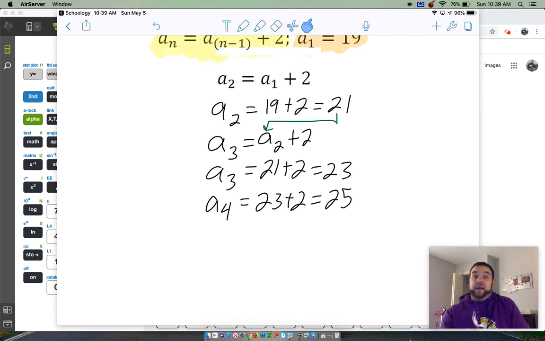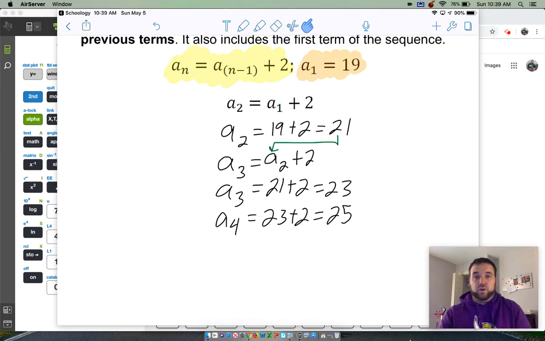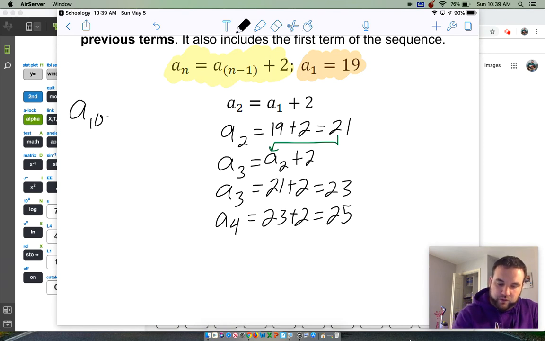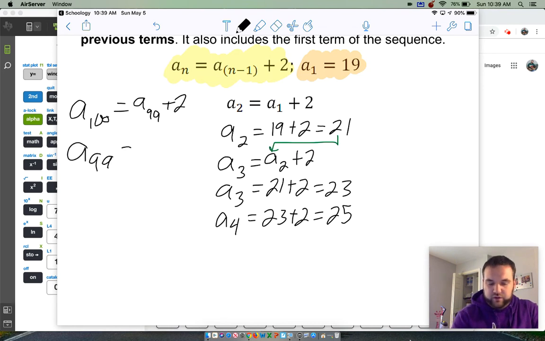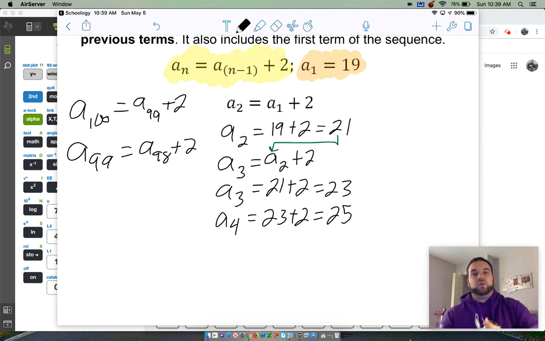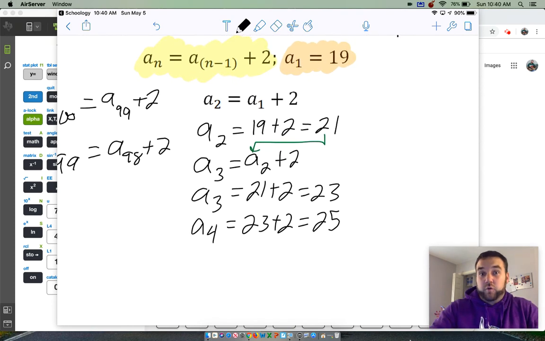So like I can see the pattern really easily. The downside of recursive formulas is you can't just jump to like the 100th term, because in order to know the 100th term, you need the 99th term, and then you need to add 2 to that. Well, I don't know the 99th term, so then I would have to take the 98th term and add 2 to that. And this would have to go all the way back. So in order to find the 100th term, you need to build the entire sequence. So recursive formulas do have their place, but they're not very useful for like finding information way down the road.